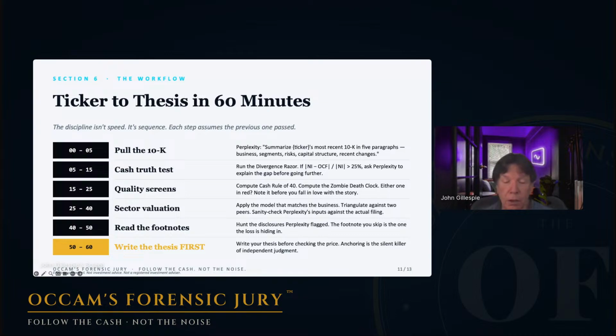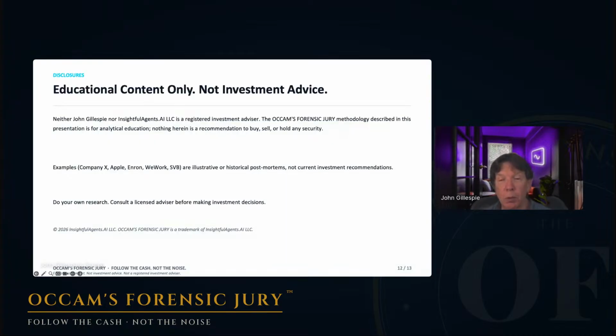Anchoring is the silent killer of independent judgment. If you see the price first, you'll work backwards to justify it. Write the thesis cold, decide what it should be worth, and then look at the market and see if there's an opportunity, right? Many analysts out there have a price in mind, and they write their valuations to support what they'd like the stock to be worth.